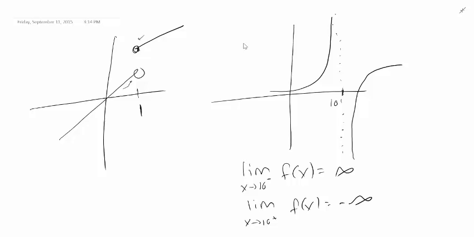Now there's a technical point here. These limits don't exist, but we can describe what goes on with them. The thing that's going on is that from the left, it's getting bigger and bigger and bigger, and from the right, it's getting more and more strongly negative.